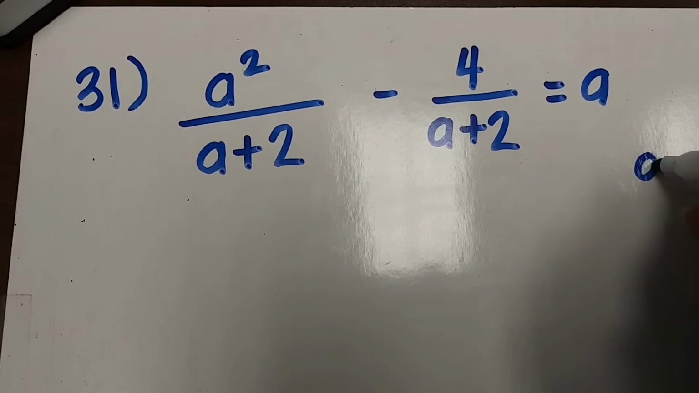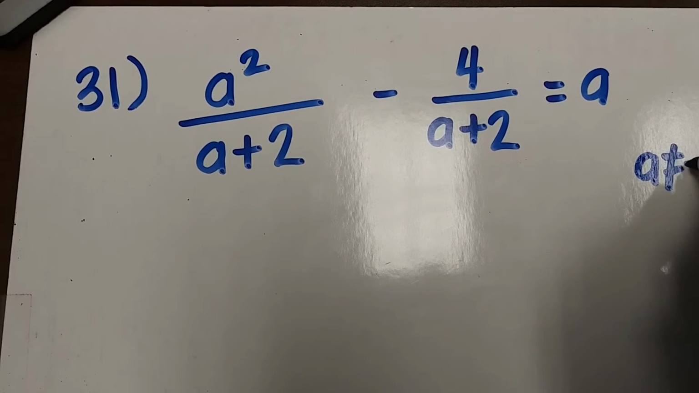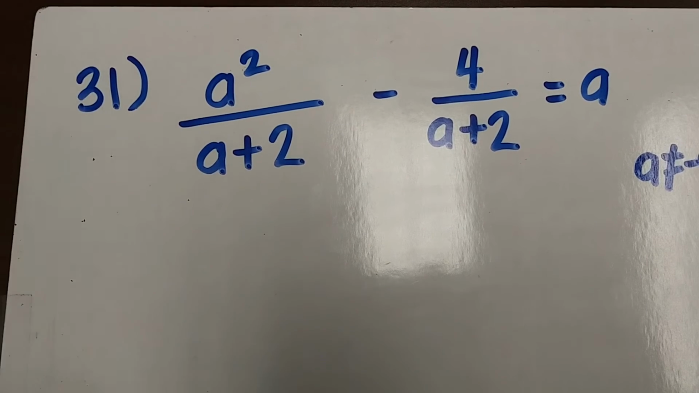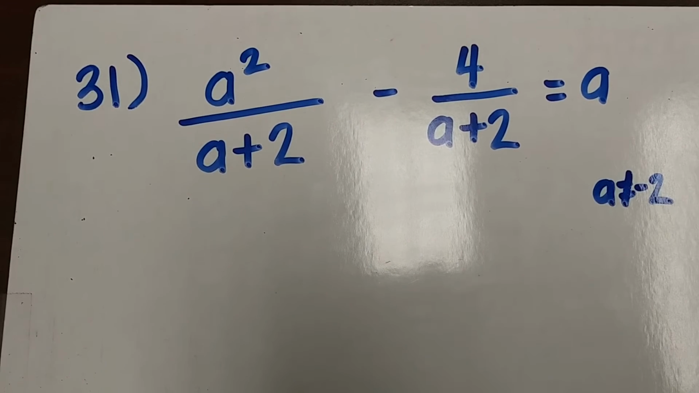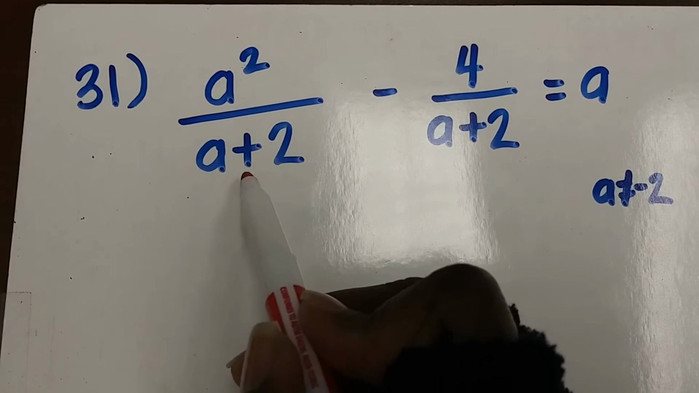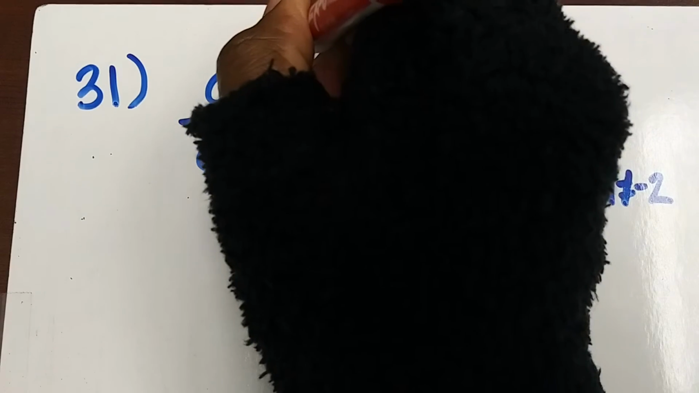So I'm going to do a little side note. I know that a cannot equal negative 2. I don't want a to equal negative 2 because if it equals negative 2, that means that it is undefined at negative 2. And if I get an answer that says negative 2, that is where my extraneous solution will be. So let's work it out and see if we get an answer that says a equals negative 2. If it does, we have to throw that answer out. We can't use it. So let's find our least common denominator. My LCD is a plus 2.